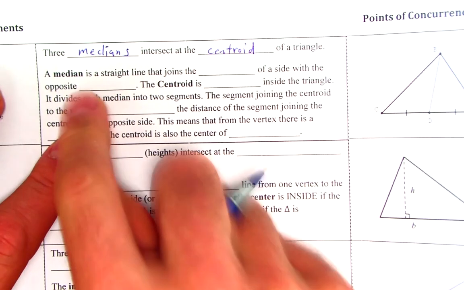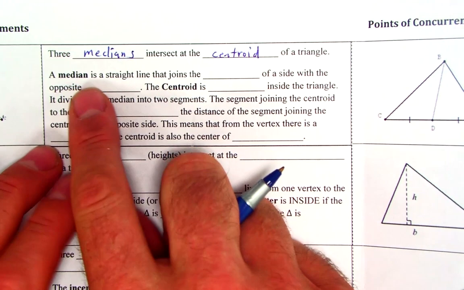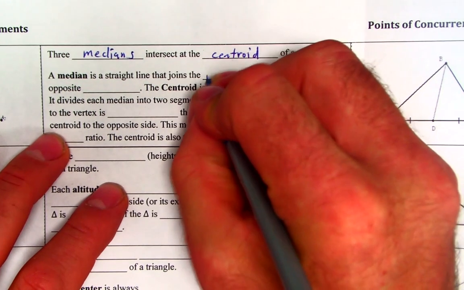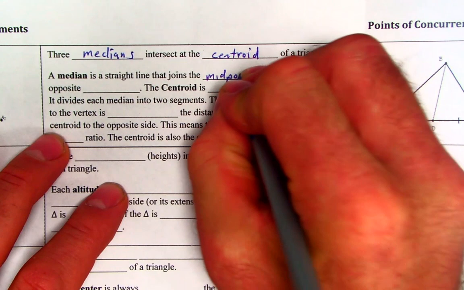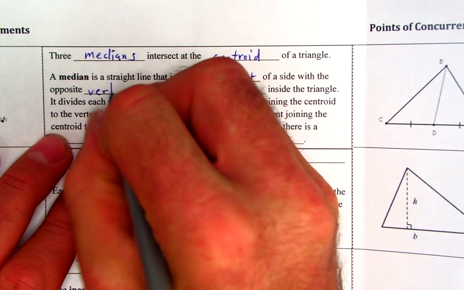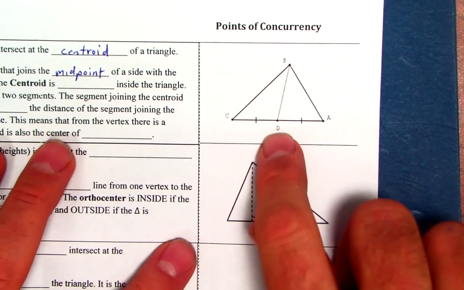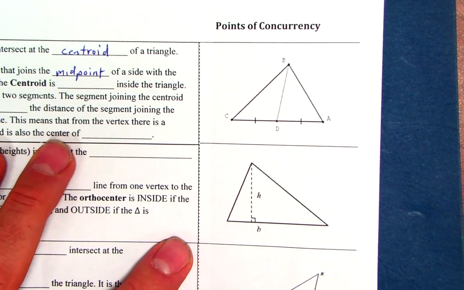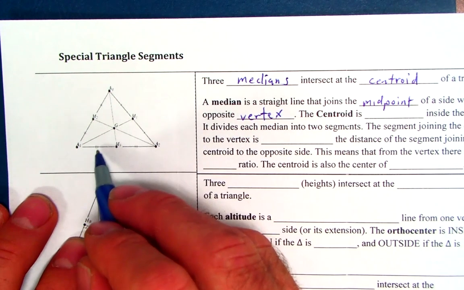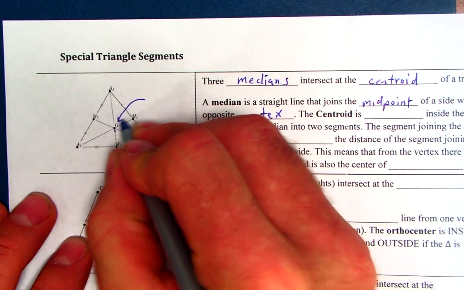You may be not sure what a median is. Well, here it is. A median is a straight line that joins the midpoint of a side to the opposite vertex. So over here is a single median going from midpoint to vertex. That's a median. And on the left side, we see a diagram of 3 medians intersecting at the centroid. So point G is the centroid.